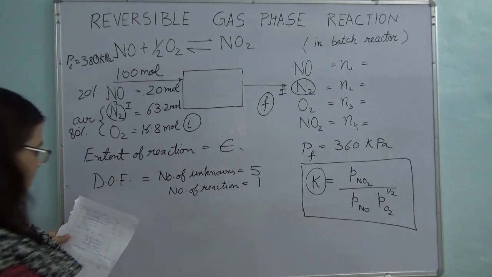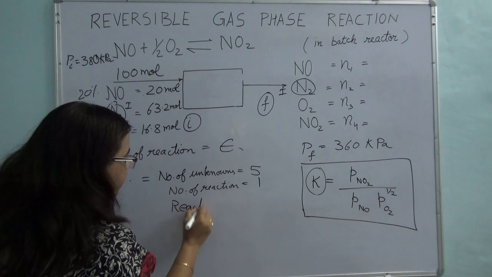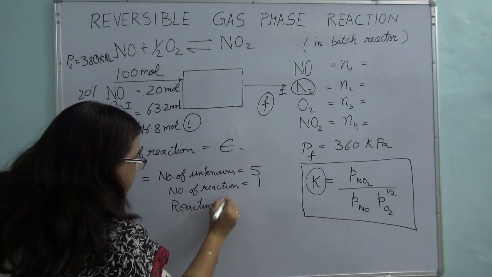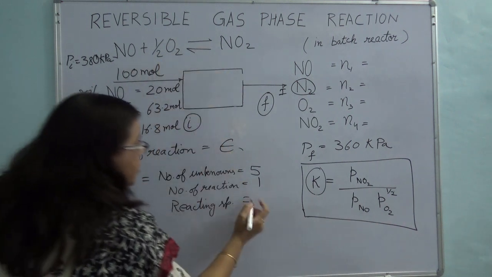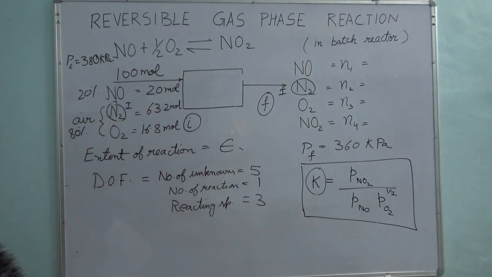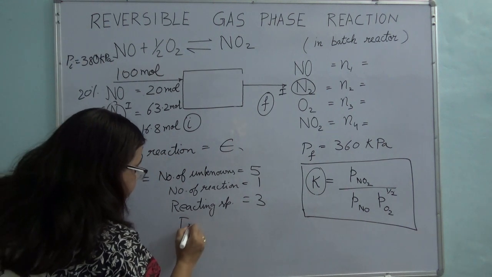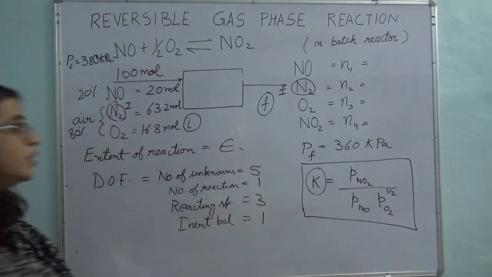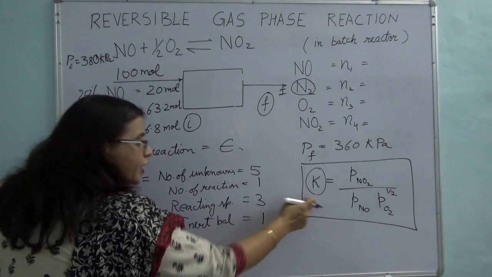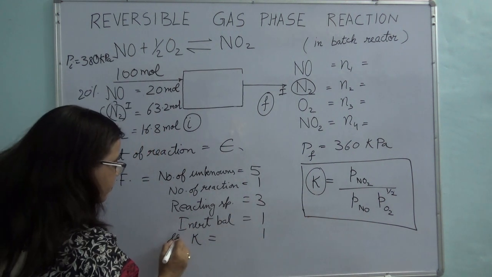Okay. Let's count them one by one. How many reacting species do I have? Reacting species equal to 1, 2 and 3. So, 3 reacting species. So, I can write 3 equations in terms of extent of reaction. I have one inert balance. Okay. 3 plus 1, 4. I have one equation for K. So, equation for K, that counts as 1.